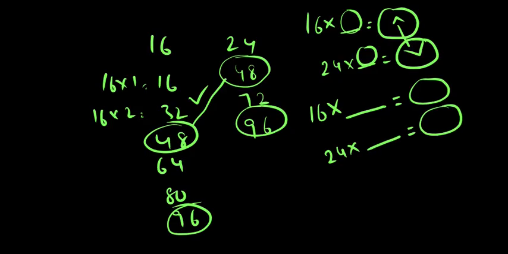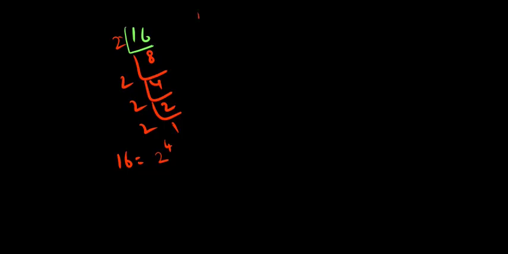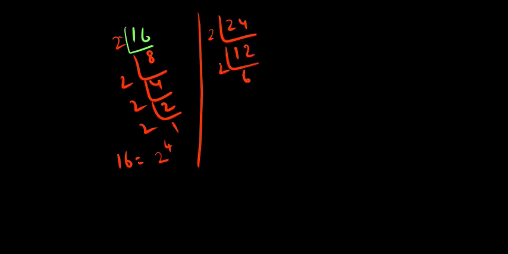Okay, how do we know this? Let's segregate 16 and 24 into prime factors. 16: 2 8s are, 2 4s are, 2 2s are, 2 1s are. So 16 can be expressed as 2 power 4. Next, 24. It can be expressed as 2 12s are, 2 6s are, 2 3s are, 3 1s are. So 24 can be expressed as 2 cube into 3.